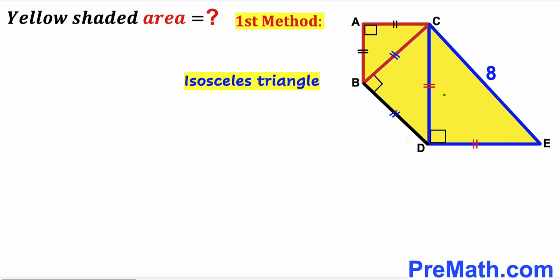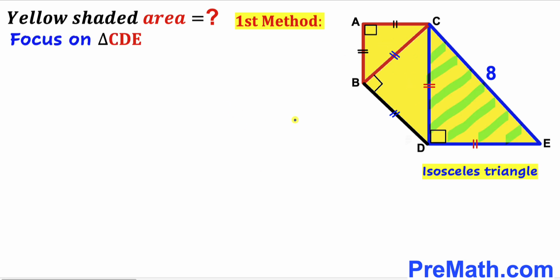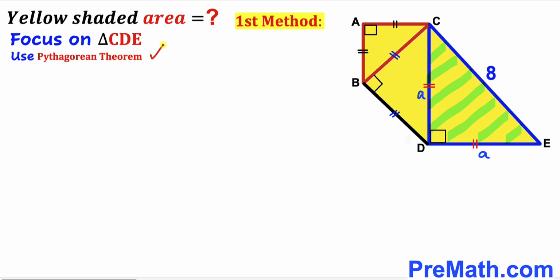We can see all of these right triangles are isosceles triangles. Let's focus on this right triangle CDE. We can see that this right triangle is an isosceles triangle, since this side length is equal to this side length. So if I label this side length as lowercase a, then this side length is going to be lowercase a as well. And we are going to use the Pythagorean theorem on this triangle.